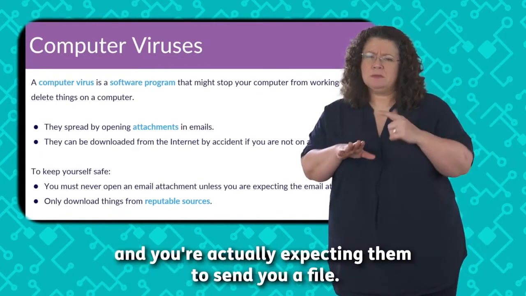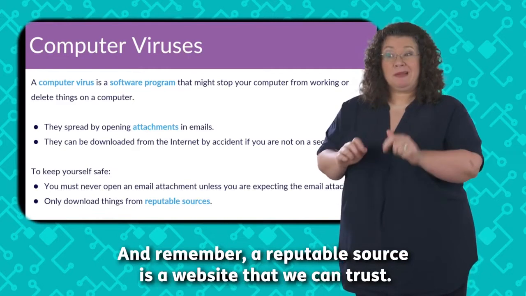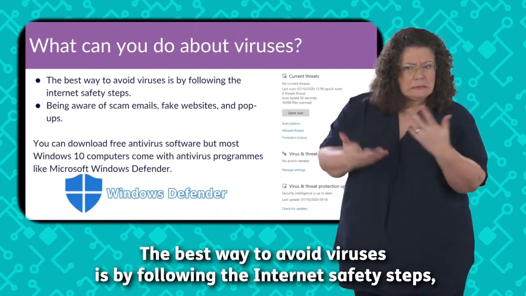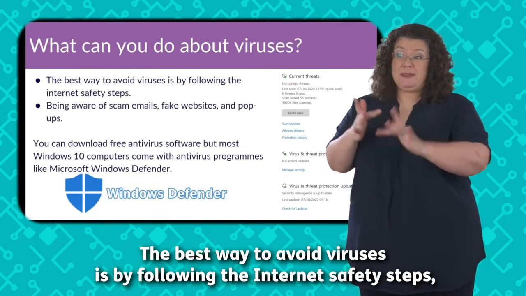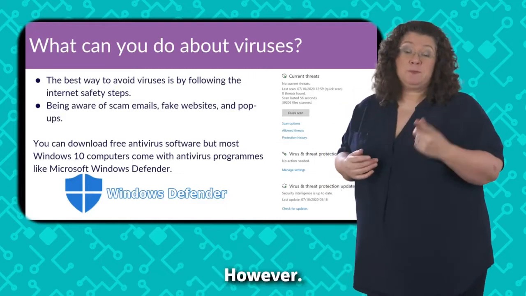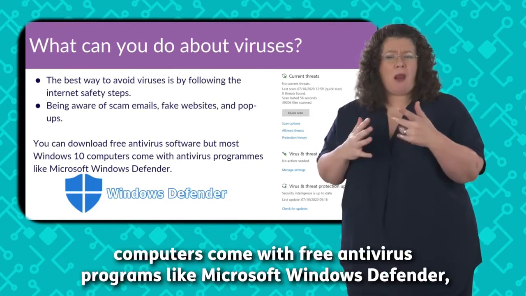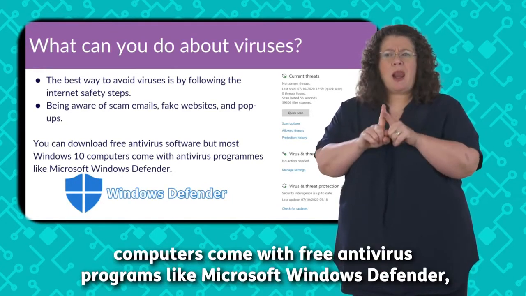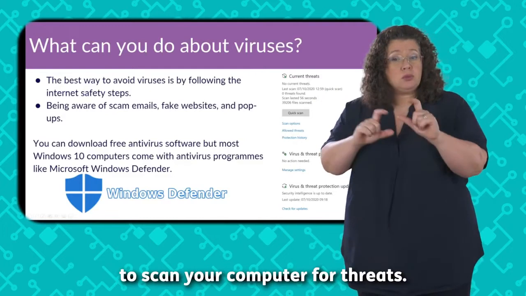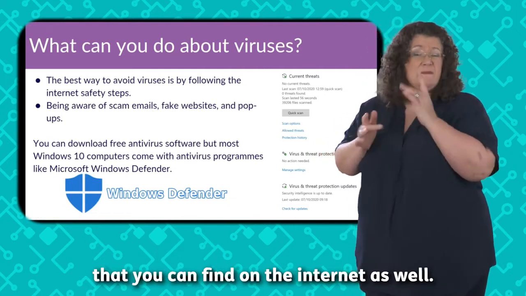To keep yourself safe, you must never open an email attachment unless you're expecting an email attachment. Maybe it's someone from work and you're actually expecting them to send you a file. Only download things from reputable sources. And remember, a reputable source is a website that we can trust. What can you do about viruses though? The best way to avoid viruses is by following the internet safety steps, being aware of scam emails, fake websites, and pop-ups. However, you can download free antivirus software, but most Windows 10 computers come with free antivirus programs like Microsoft Windows Defender. And when you're on your settings, you can run a quick scan to scan your computer for threats. But there are lots of free antivirus software that you can find on the internet as well.